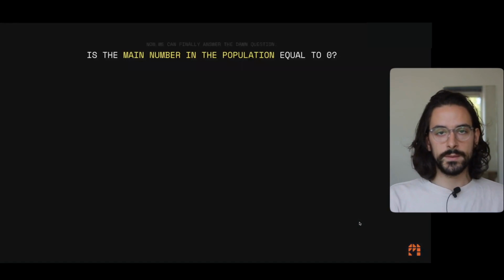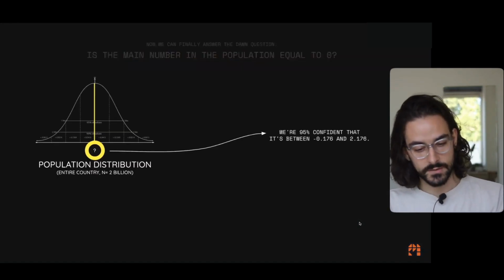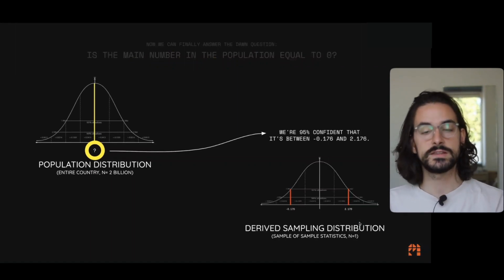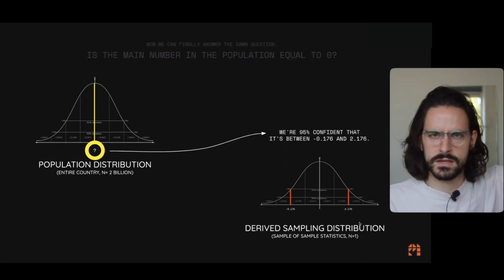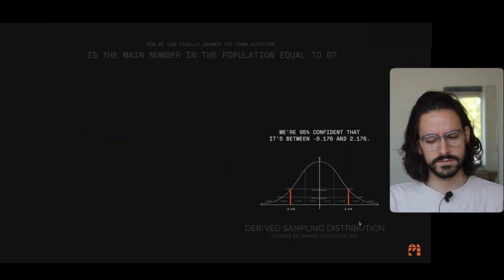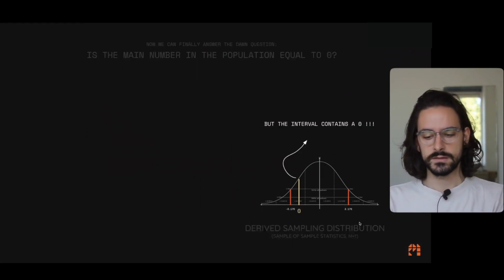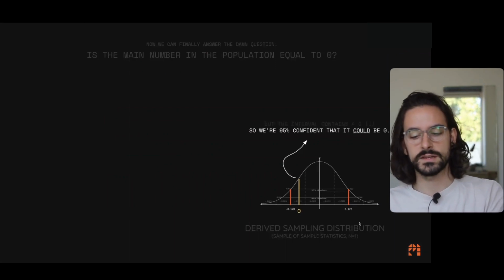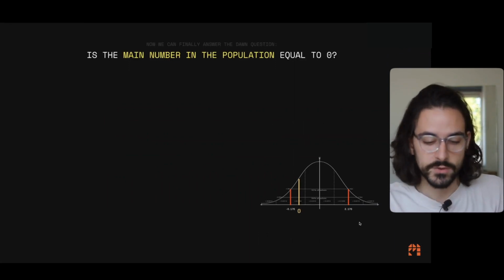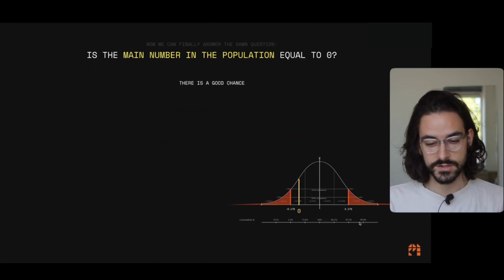Is the mean number in the population equal to 0? Here's the population. Is this equal to 0? Well, we're 95% confident that this number is between minus 176 and 2,176. We're back at the initial example now, right? But the interval contains 0, so we're 95% confident that it could be 0. So is the mean number in the population equal to 0? The answer that we're going to say is there's a good chance.